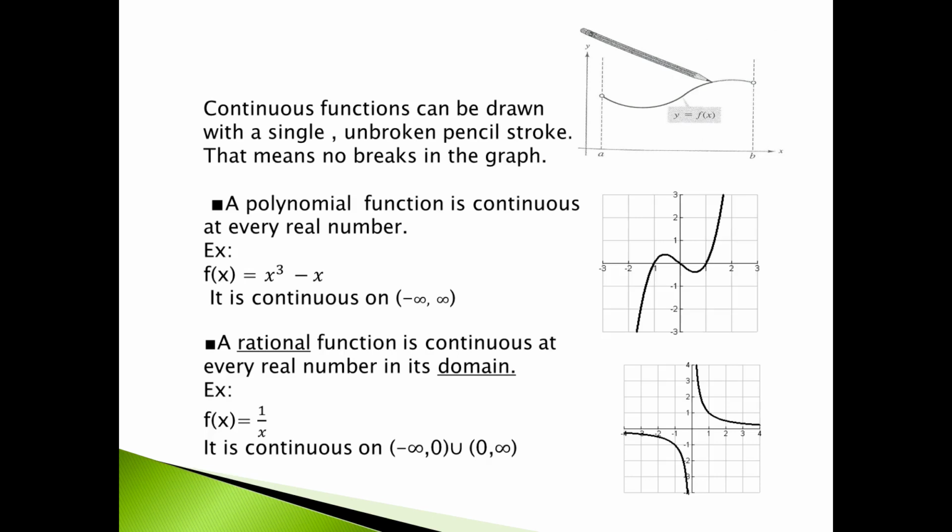Second point: a rational function is continuous at every real number in its domain. Further, consider the function f of x equals 1 by x. In this third figure, the graph goes on continuously and does not meet the origin, so it is continuous on the domain: the open interval minus infinity to 0 union the open interval 0 to infinity.